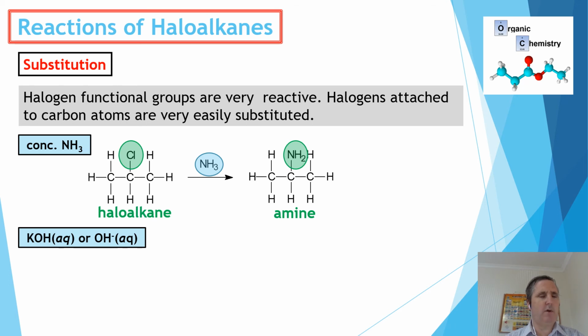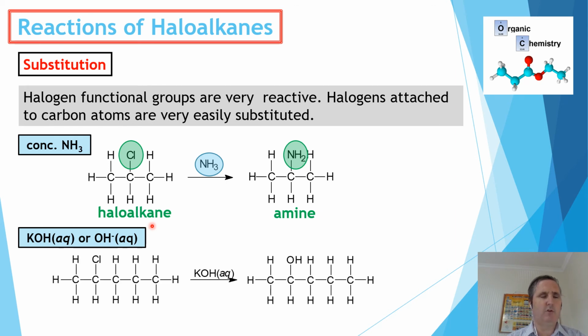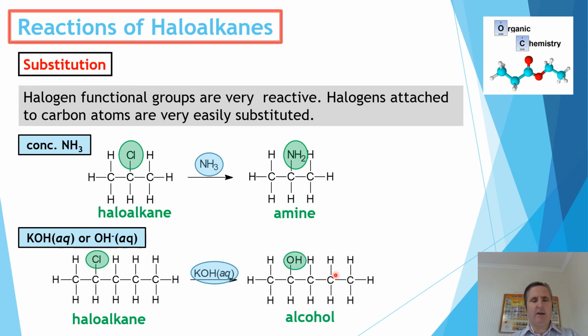Okay, so we can also add potassium hydroxide that is aqueous. That means it's dissolved in water. Sometimes, however, it's just written as OH minus aqueous, because potentially sodium hydroxide could do the same thing. If you add that dissolved in water, it also undergoes a substitution reaction. The halogen is still substituted, but what replaces it is now the OH. Because we've replaced a chlorine with an OH, we now have an alcohol, because we have a hydroxyl group attached to the carbon chain.